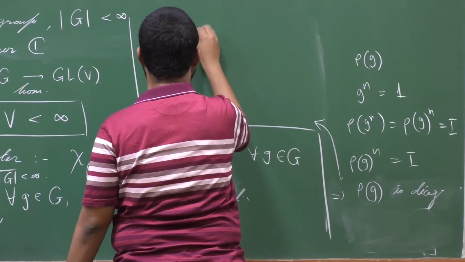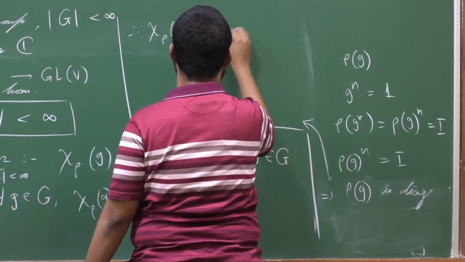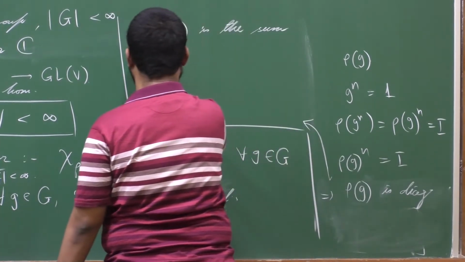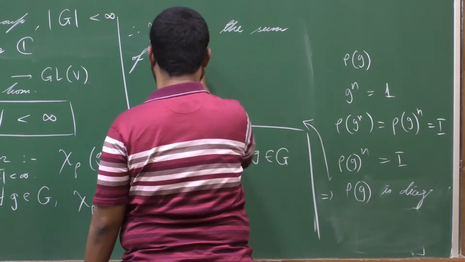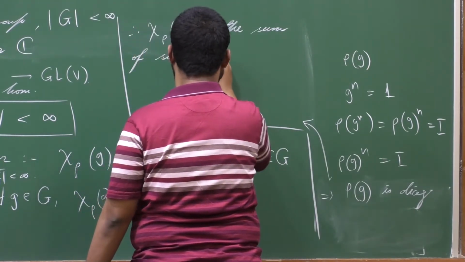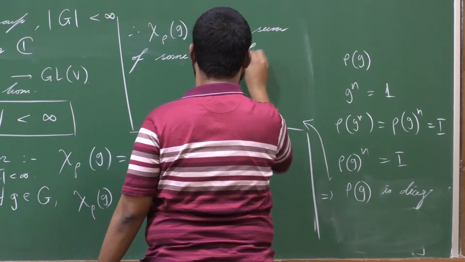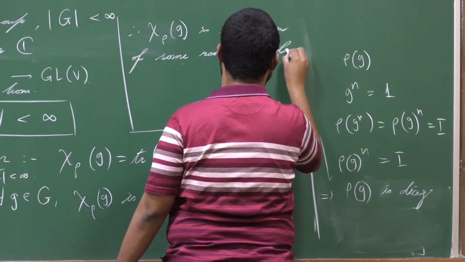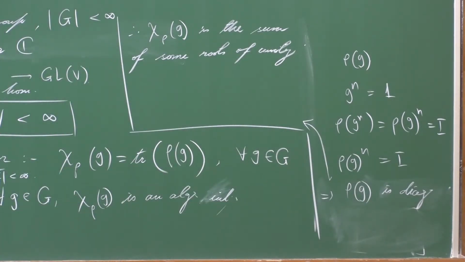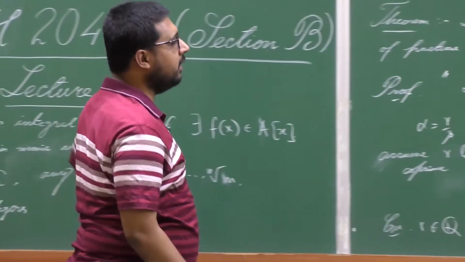Chi rho g is the sum of roots of unity. Okay, a sum of roots of unity, and each root of unity is an algebraic integer.